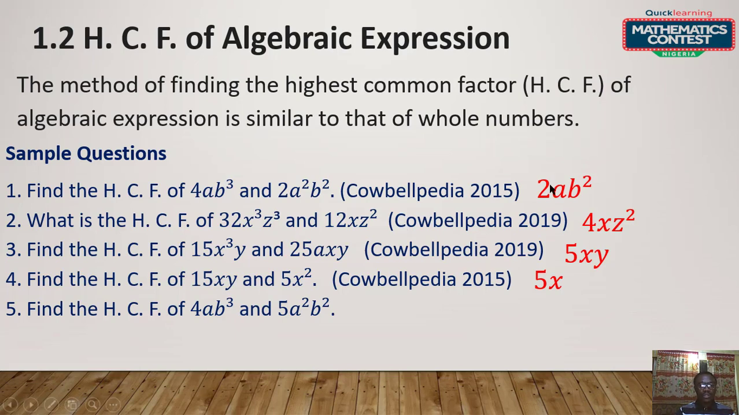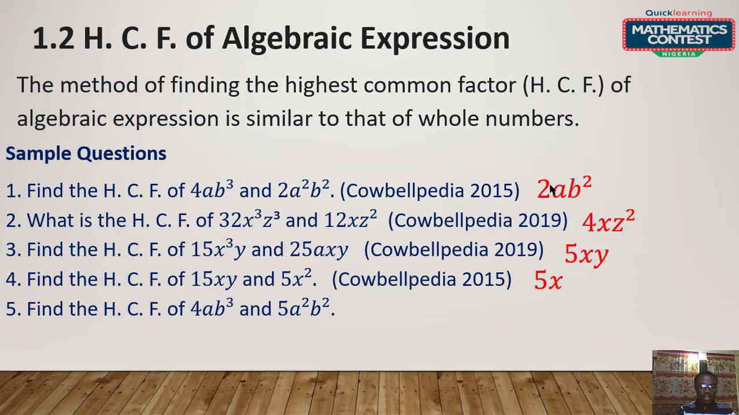Now when you see two numbers that don't have any common factor, nothing going in both of them, just know that 1 is the highest common factor. Like I said, 1 is a common factor of any two or more numbers. So between 4 and 5, there is no common factor as it were, so we'll take it as 1.